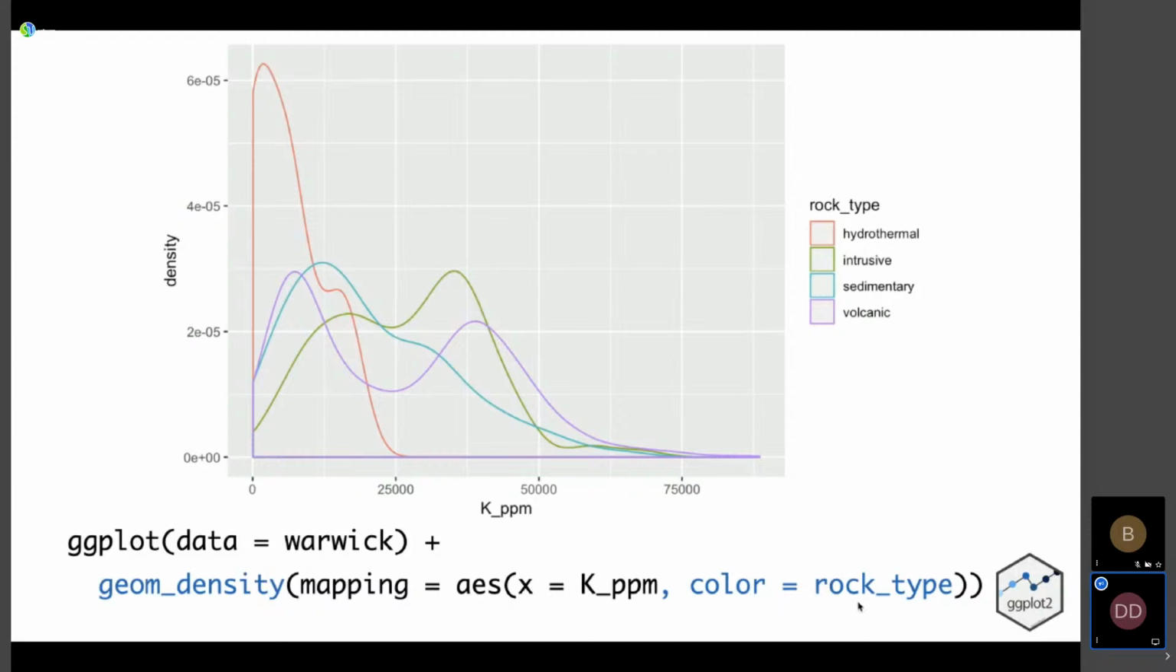So this is just reiterating what we did earlier with changing that color aesthetic, or adding that mapping to our layer. So again, we're adding that mapping where we map the rock type column in the Warwick dataset to the color aesthetic. And instead of using the geom_histogram function to draw it, we're using the geom_density function to draw that data.